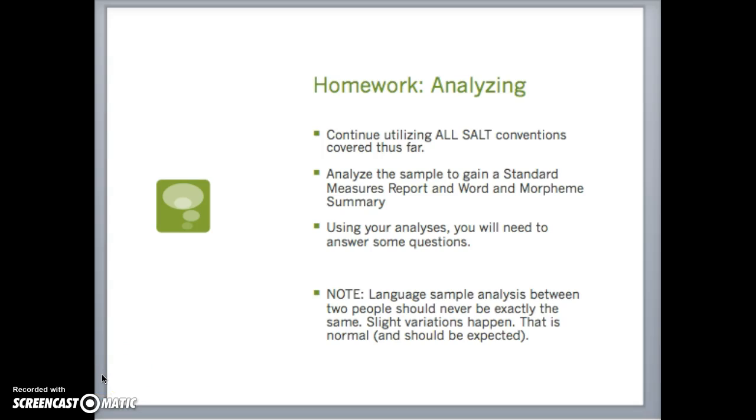Okay, so finishing up for today, I just wanted to end with kind of explaining what's going to happen with your homework. Again, a reminder, I need you to continue utilizing all the SALT conventions that you've covered thus far. And then I'm going to ask you to analyze your sample once you've transcribed it and segmented it correctly and done all the punctuation and the slashing of bound morphemes, underscoring of any proper nouns, any of that. You're going to then analyze the sample. I would strongly encourage you to not only check your sample for errors as far as ending punctuation, but I would also strongly encourage you to check for those root words and make sure that you know why you may or may not have marked a bound morpheme, so that when you analyze, your data is as accurate as possible.